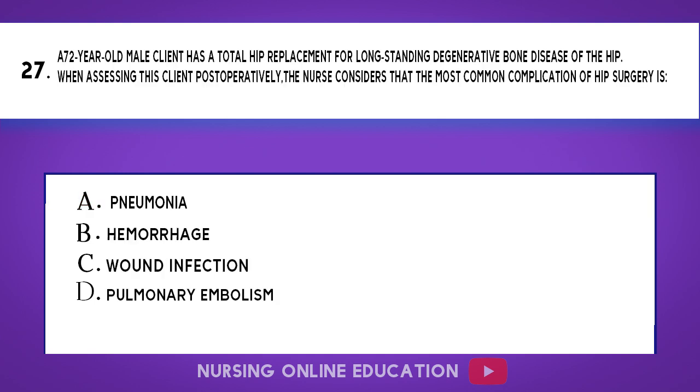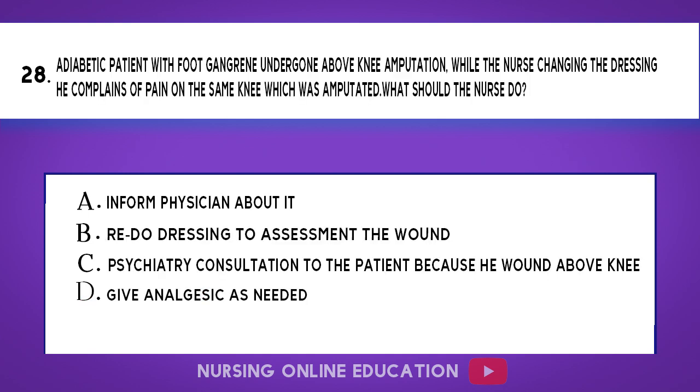27. A 72-year-old male client has a total hip replacement for long-standing degenerative bone disease of the hip. When assessing this client postoperatively, the nurse considers that the most common complication of hip surgery is A. Pneumonia, B. Hemorrhage, C. Wound infection, D. Pulmonary embolism. The answer is option D, pulmonary embolism.